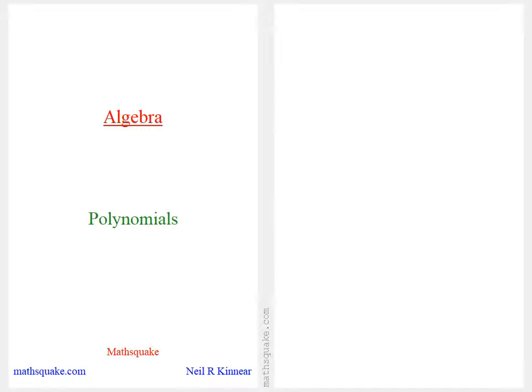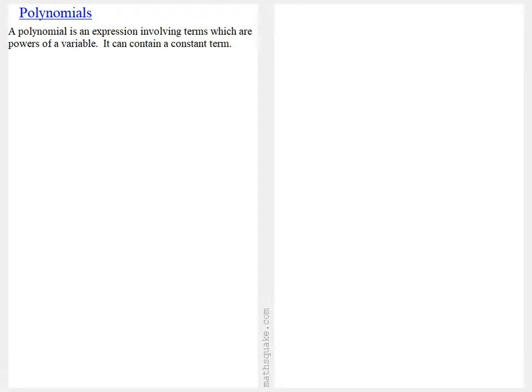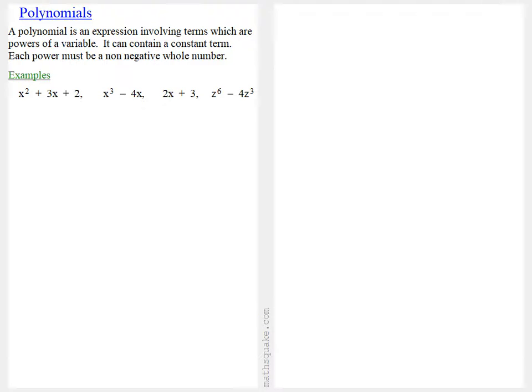Algebra, polynomials. A polynomial is an expression involving terms which are powers of a single variable. It can contain a constant term. Each power must be a non-negative whole number. So for example, we could have x squared plus 3x plus 2, or x cubed minus 4x, or 2x plus 3, or z to the power 6 minus 4z cubed.